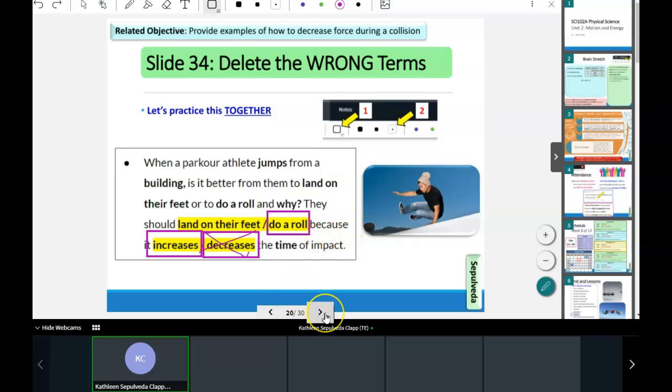Raise your hands when you've got that finished. Thank you so much. I'm going to give people another 10 seconds. Again, you're just erasing or circling: doing a roll and increasing the time of impact. You can delete the wrong one, Matt. Or if you want to, you can use the tools and box it. It does not matter to me. I just want to make sure you understand that you want to do the roll. That's fine. Cool, London.